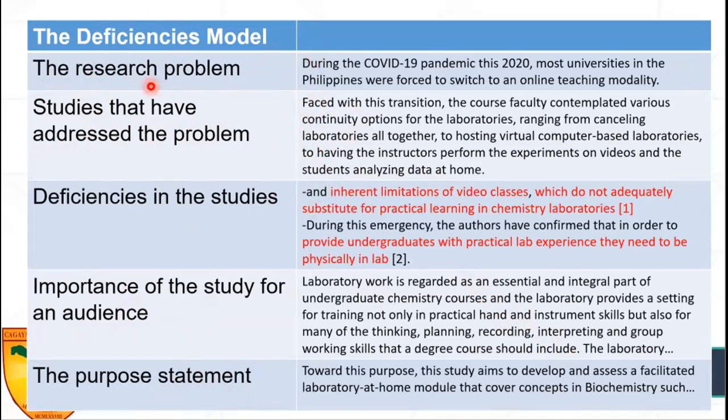So for example, here, the research problem is during the COVID-19 pandemic this 2020, most universities in the Philippines were forced to switch to an online teaching modality. And the study that have addressed the problem, faced with this transition of online teaching modality, the course faculty contemplated various continuity options for the laboratories, ranging from canceling laboratories altogether to hosting virtual computer-based laboratories to having the instructors perform experiments on videos and students analyzing data at home.